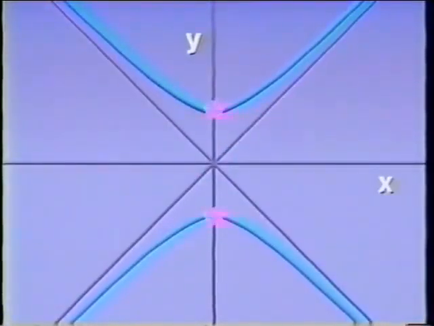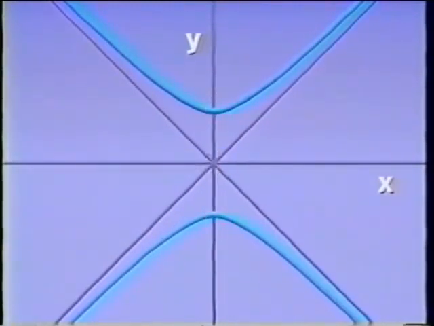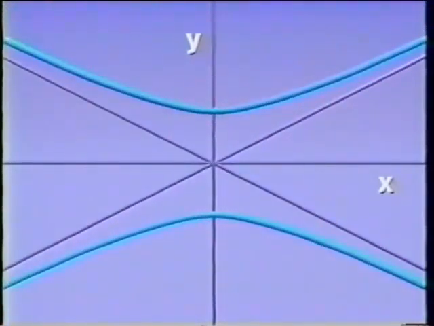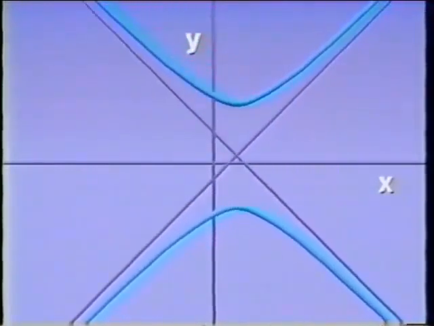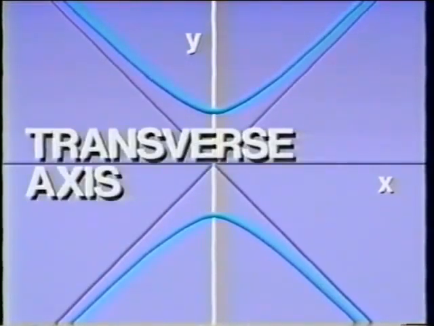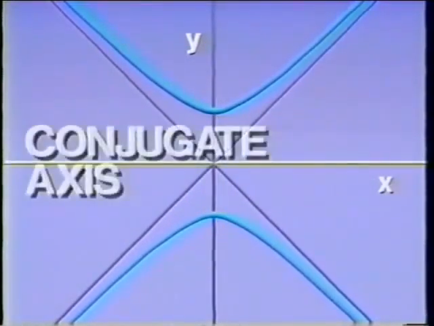The points where the two halves of the hyperbola are closest are called the vertices of the hyperbola. Hyperbolas can be narrow or wide and lie anywhere on the Cartesian plane, but they all have some properties in common. The major or transverse axis is defined as the line that joins the two vertices. The perpendicular bisector of the transverse axis is called the conjugate axis, or the minor axis.